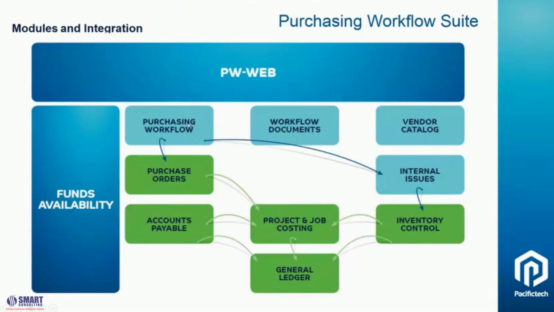All right, so purchasing workflow is a front end for purchase orders. It lets you put in the delegated authorities as to what people can spend up to, based on the company policies. So that's purchasing workflow, that's the core module. Workflow document, I've already talked about that one. That's the module that lets you attach files.